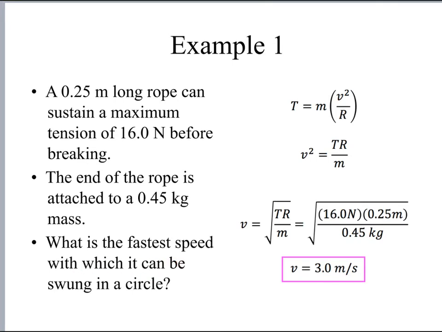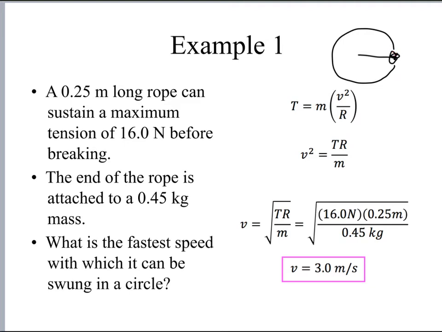Now, of course, this is going to be similar to the picture we had in the previous slide. I've got a mass at the end of a string, and it is being swung in a circle. And we're going to ignore anything else that might be acting on this mass. So we're going to say there's no gravity or anything to worry about, because the problem just says we're dealing with the tension in the rope.